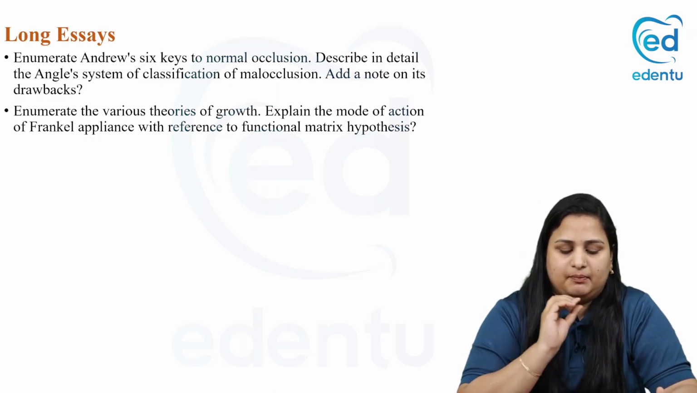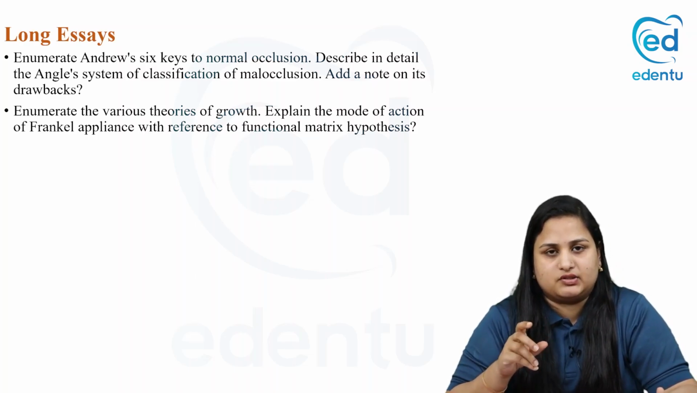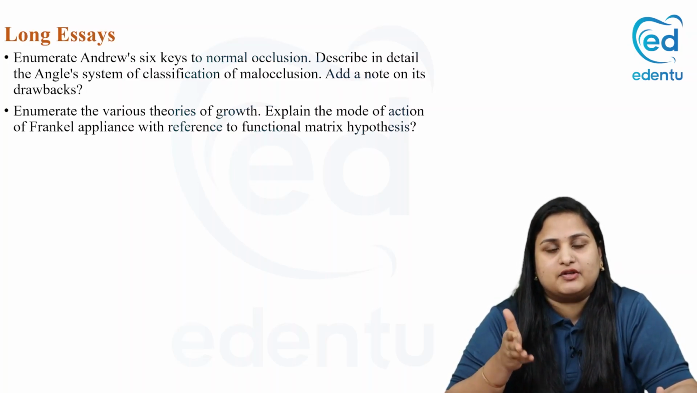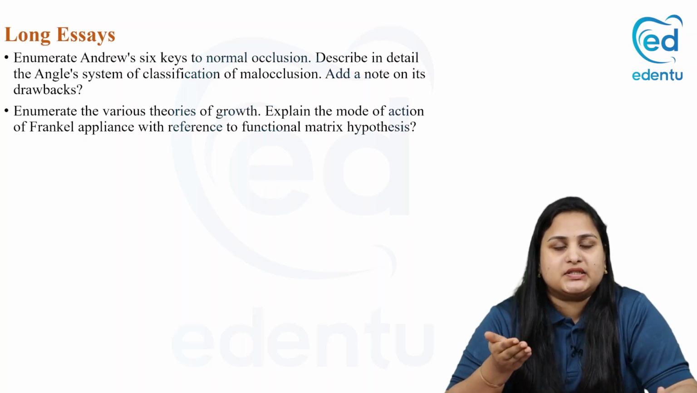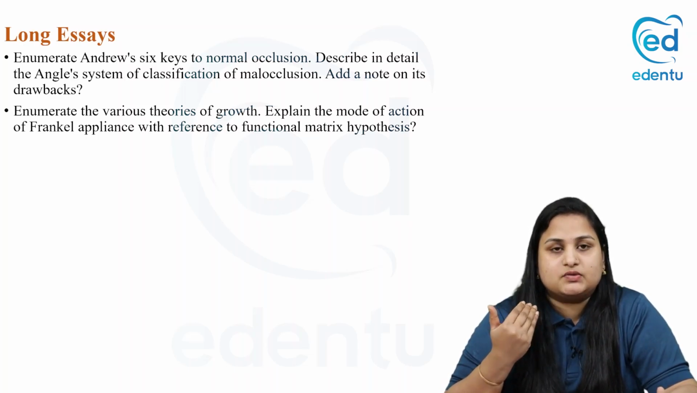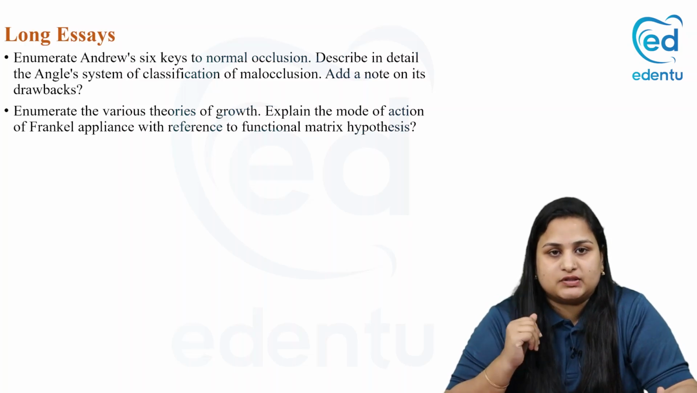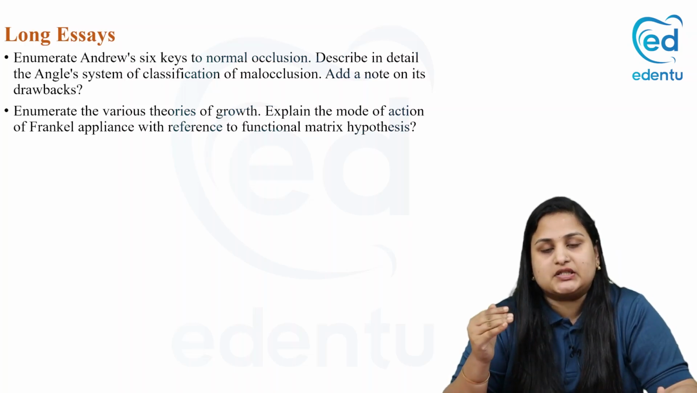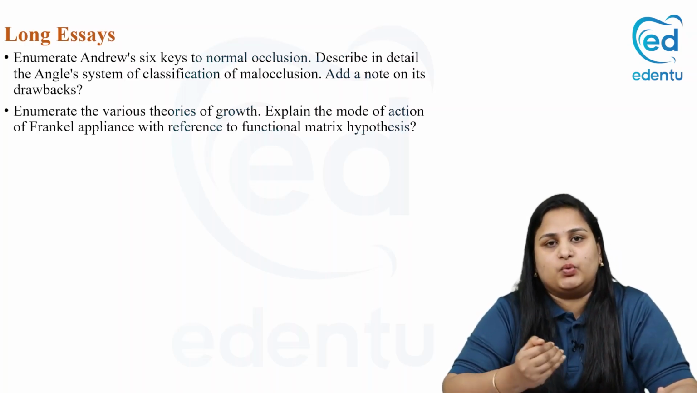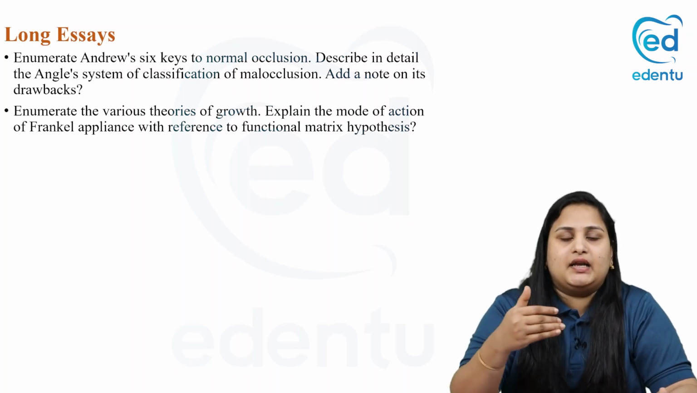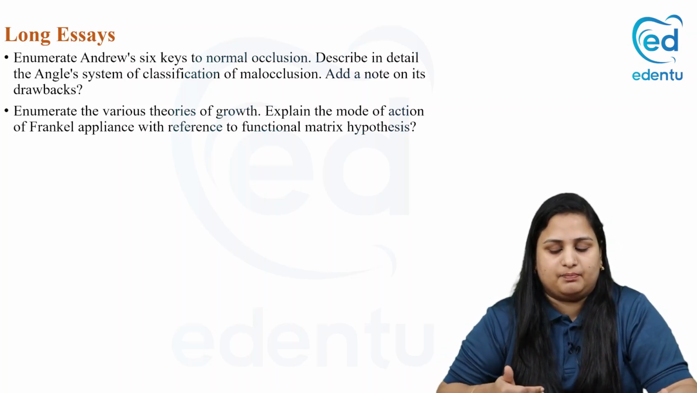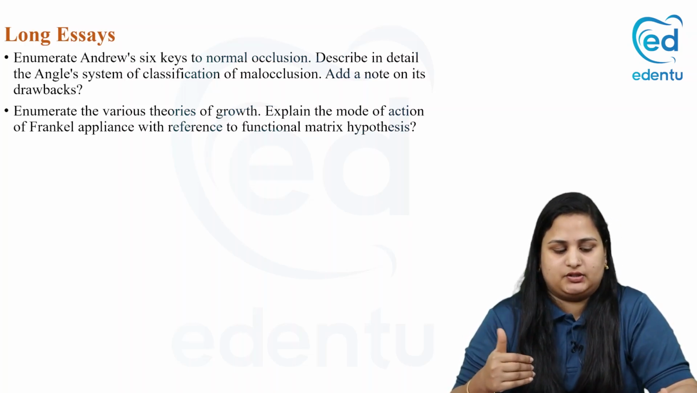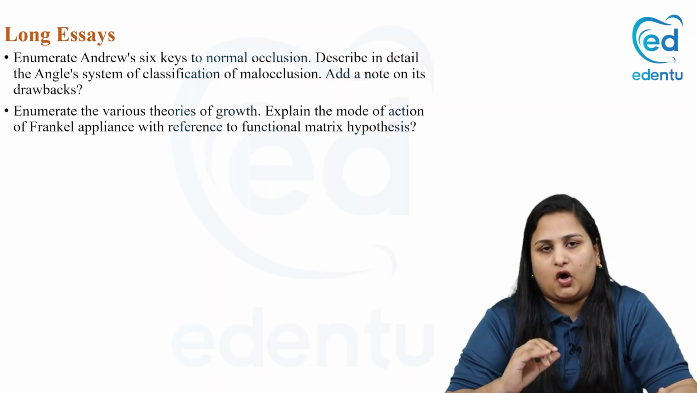So this is a pretty tricky question, but you must know what to write so that it fetches you the maximum marks. For a university paper, this is what the invigilator looks for. He looks for the various theories of growth and, in detail, the functional matrix hypothesis connected with myofunctional appliances, and a little briefly the Frankel appliance and its mode of action, advantages and disadvantages. So that's how you conclude a long essay.